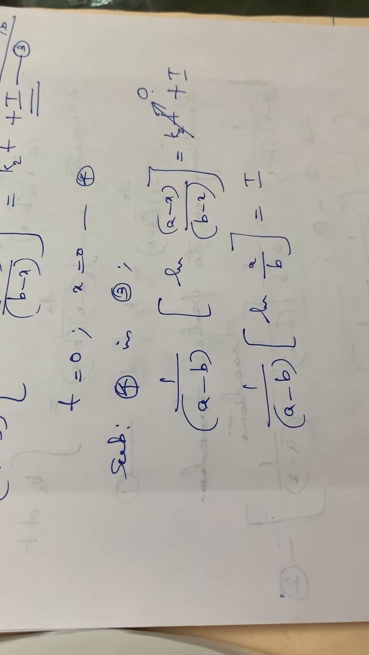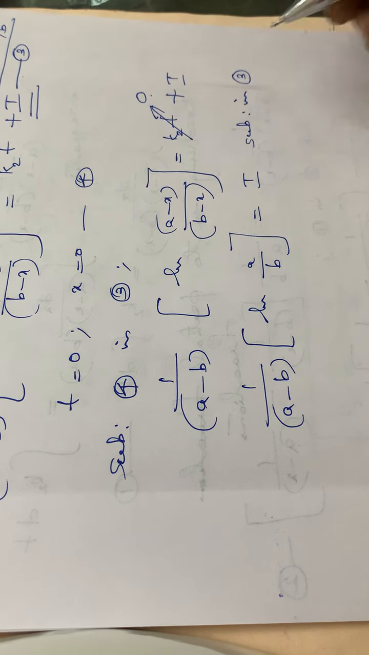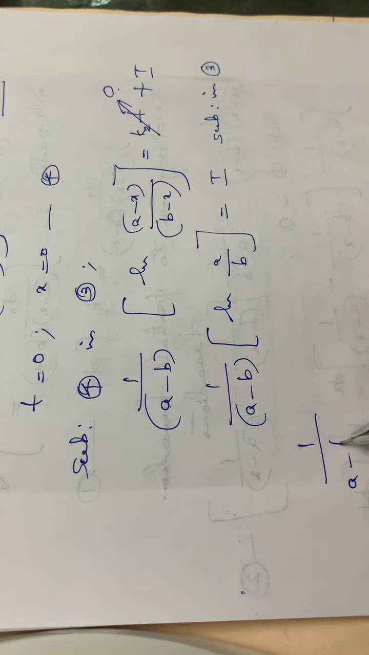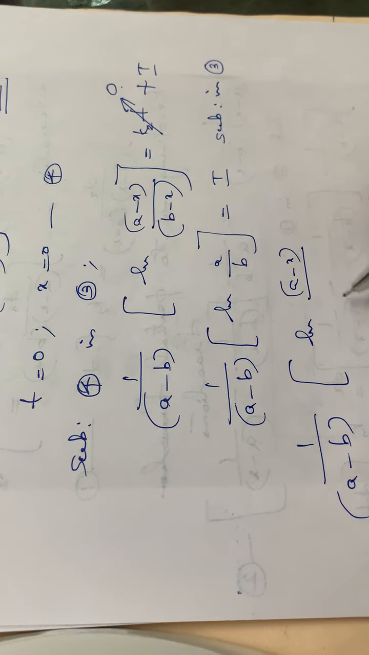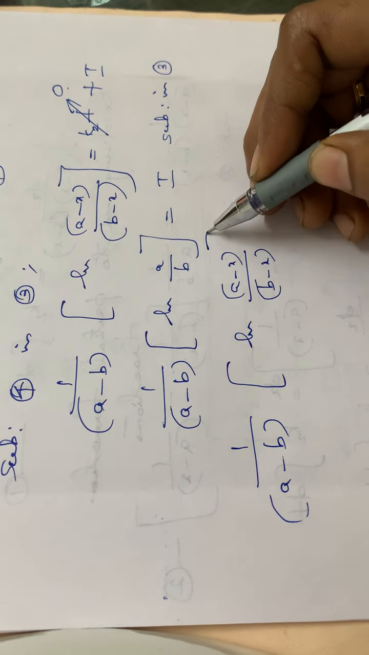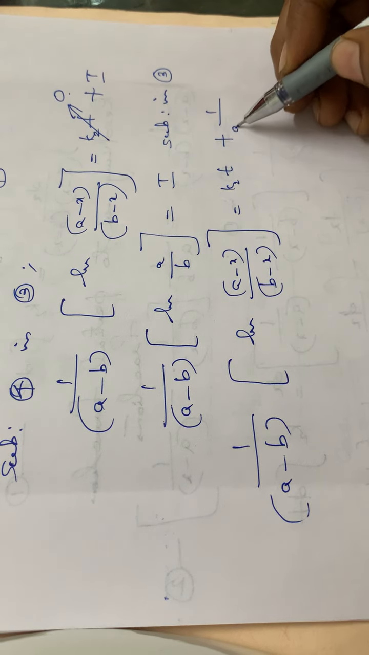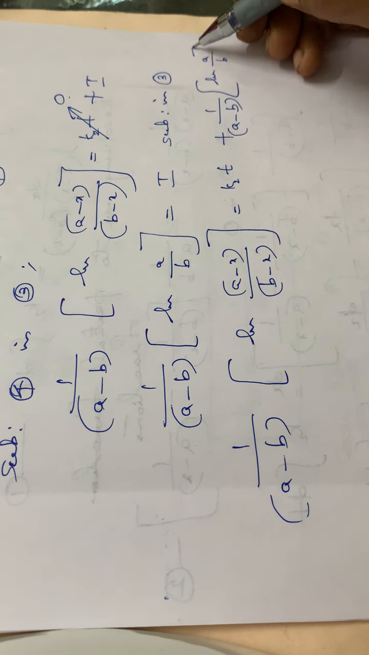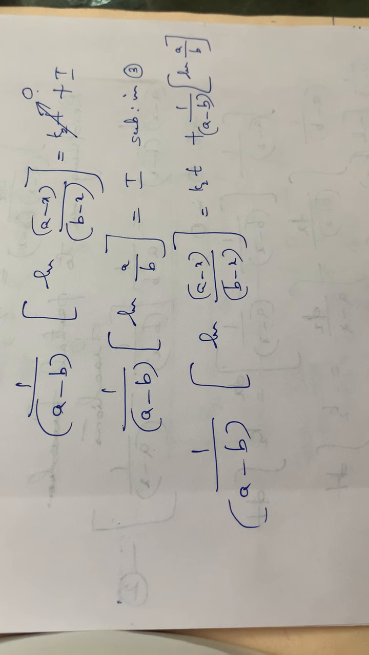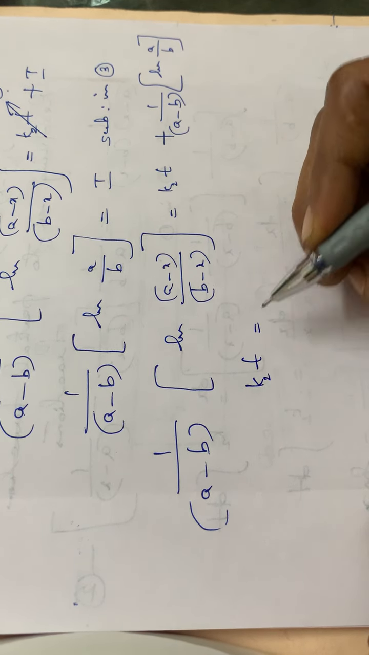Then substituting this in equation 3, it becomes 1 by a minus b into ln a minus x divided by b minus x, that is equal to k2 into t plus I, where I is equal to 1 by a minus b into ln a by b. Then simplify this equation. What is k2t?